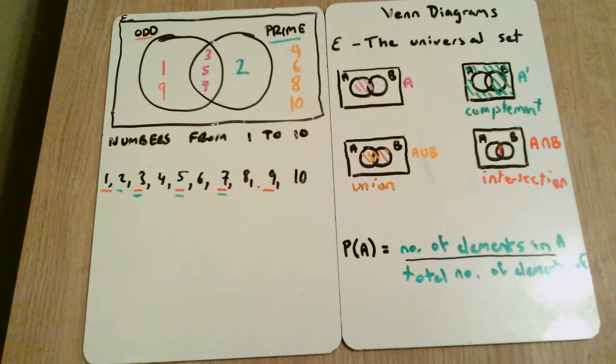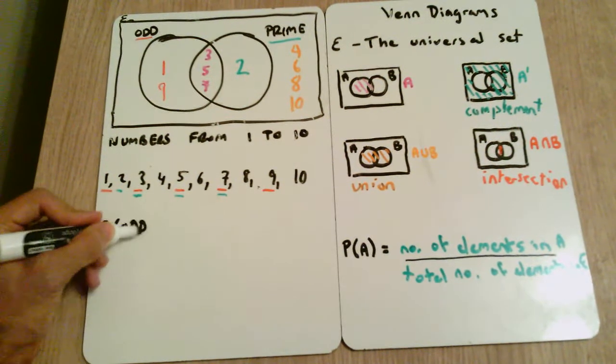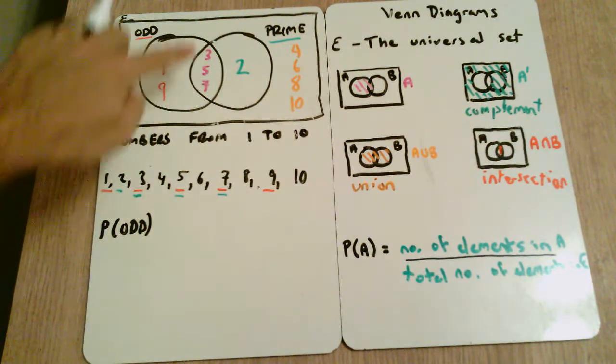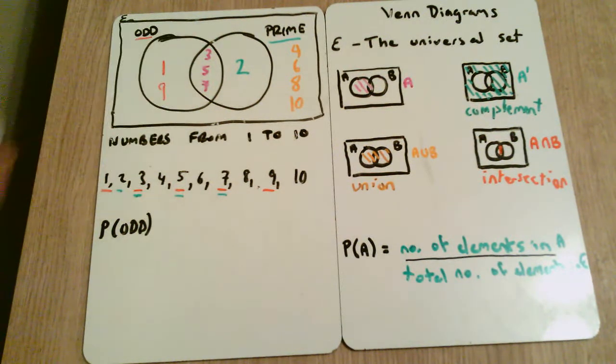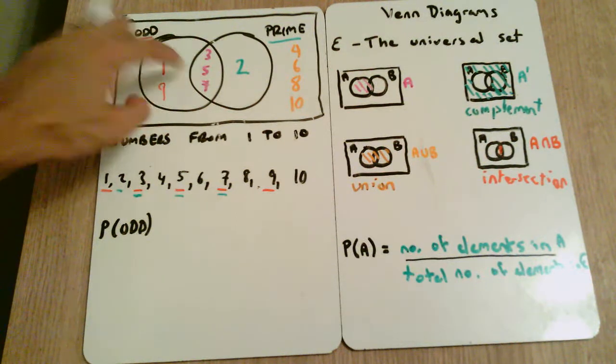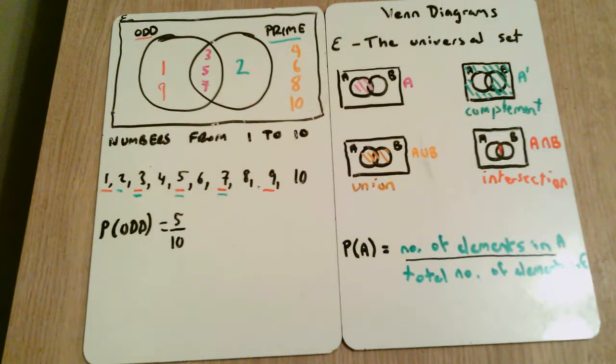Now, if I was to ask you a very simple question saying, what is the probability of choosing an odd number? The answer is how many numbers are inside this circle. It's not adding them all up. In this, we are saying there are 5 odd numbers out of 10 total numbers. The probability of getting an odd number is a half.